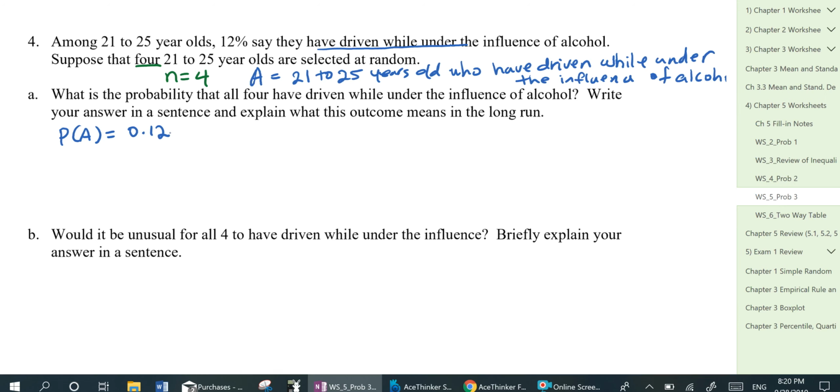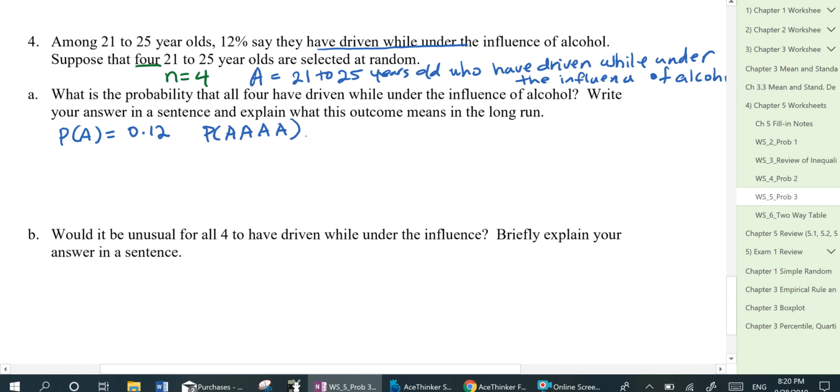So let's think about this. If I randomly select one student, that student says, I have driven under the influence of alcohol. The second student says the same thing, the third student, and the fourth student. So it's an "and" involved here. My goal is to find the probability that the first one says driven under the influence of alcohol, the second student also says have driven while under the influence of alcohol, the third person also, and the fourth one also. So this notation here means A and A and A and A, 4 times here.